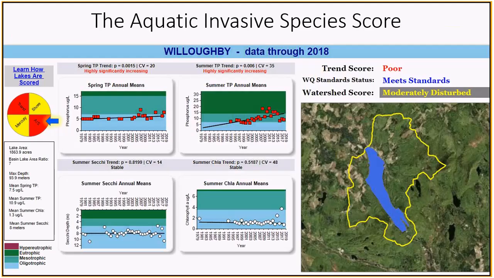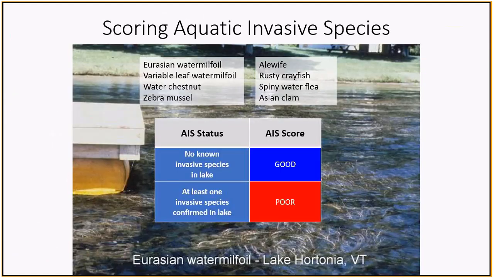The third quadrant on the bottom right is the aquatic invasive species score. And this score is quite simple, no fancy calculations. A lake score is good if we have no record of any of the invasive species you see there listed: Eurasian water milfoil, variable leaf water milfoil, zebra mussels, and so on. And a lake score is poor if at least one invasive species has been confirmed in the lake.